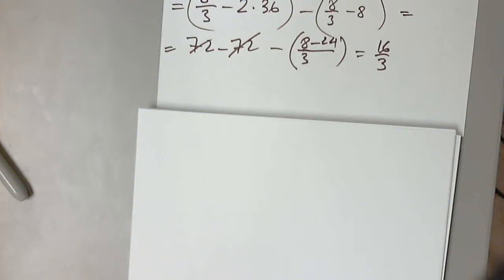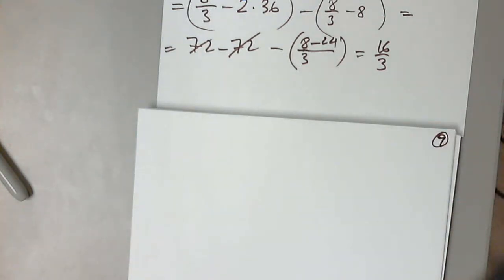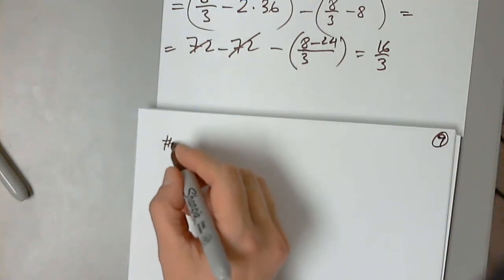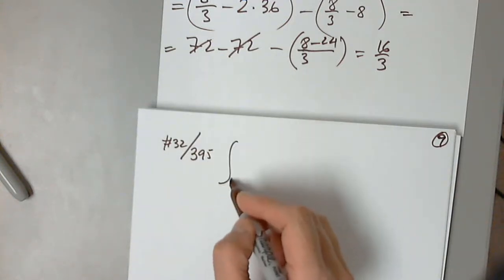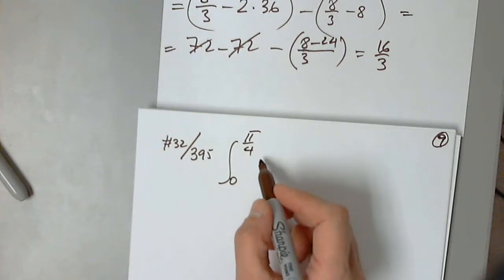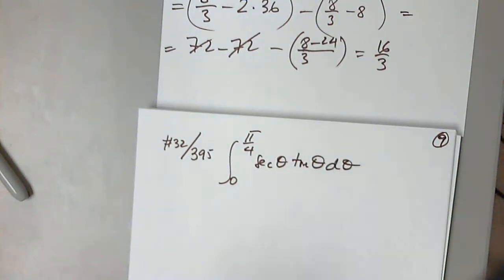Several integrals, and determine the definite integral. Ready? Okay, 32 on page 395. The integral from 0 to pi over 4 of secant theta tangent theta d theta.